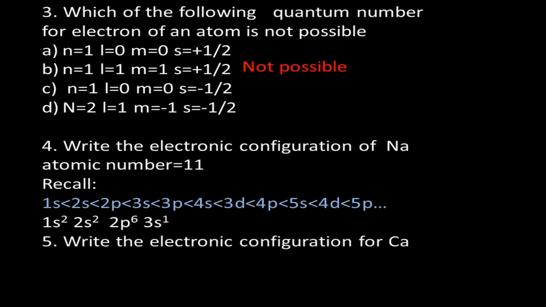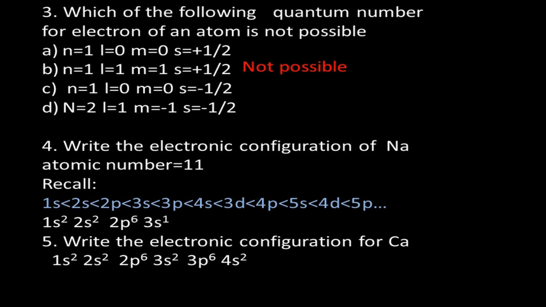Write the electronic configuration for calcium. Now let's write, following our energy order: 1s2, 2s2, 2p6, 3s2, 3p6, 4s2. So let's calculate. This is 2 plus 2 plus 6 plus 2 plus 6 plus 2, which is 20. The atomic number for calcium is 20, and it's equal to the number of electrons because this is a neutral atom as well. This is 2, 4, 10, 12, 18, and 20.